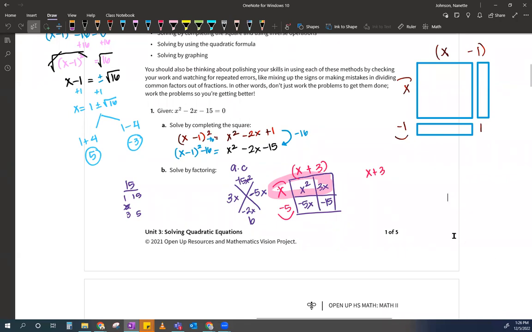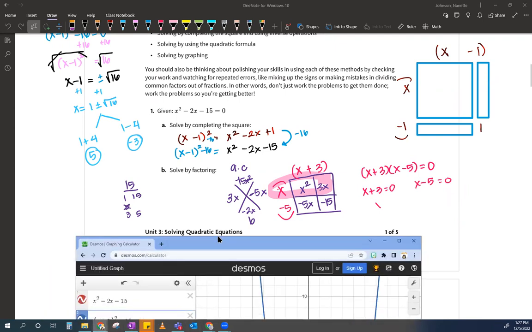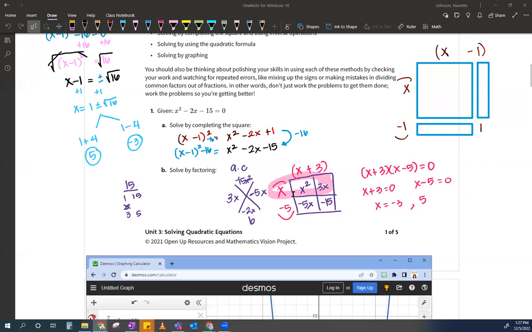Does anybody remember what our next step is? Yeah, very good. Someone already told me in the chat. They knew that I was going to ask this. So you set each part equal to 0. So we get x plus 3 equals 0 and x minus 5 equals 0. Very good. So x equals negative 3 and 5, which is exactly what we got over here, right? So do you see how many times I could show you how to do this?